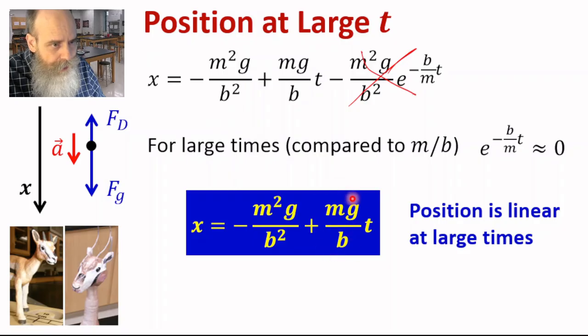The slope of the linear position function is what's in front of the t, mg over b. And this slope is the terminal velocity. So the terminal velocity is mg over b.